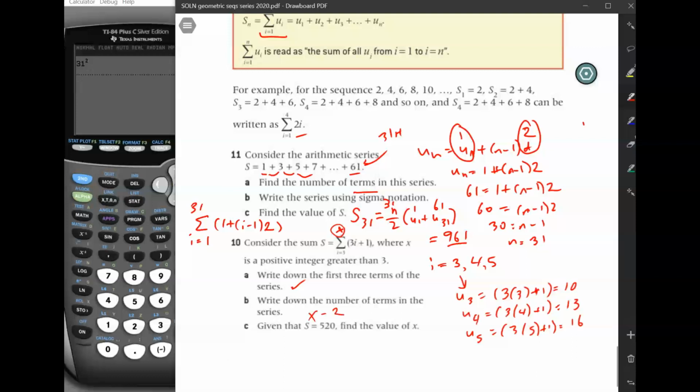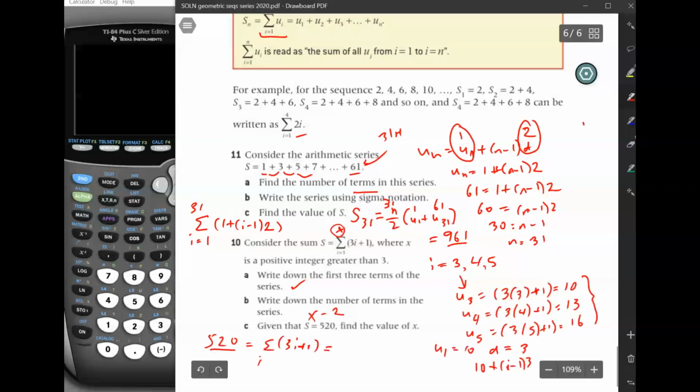Given that the sum is 520, find the value of x. Okay, so now we're finally going to figure out what x is going to be. So what we know is that 520 equals the summation i equals 3 to x of 3i plus 1. And I am going to rewrite this as an arithmetic sequence which starts from 10 and jumps by 3.